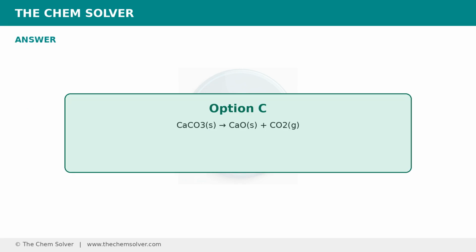The correct answer is option C. CaCO3 gives CaO plus CO2.